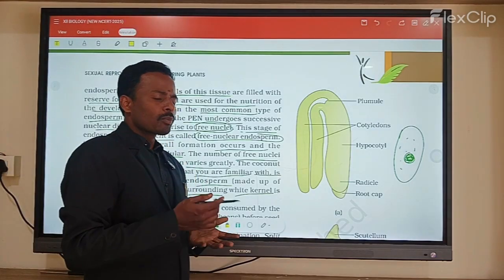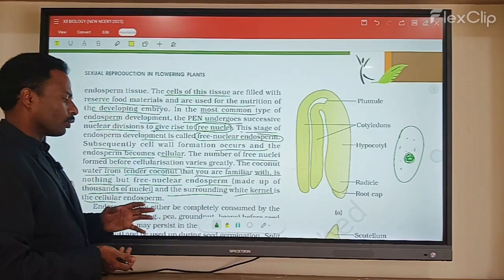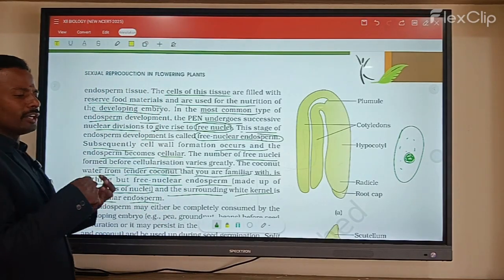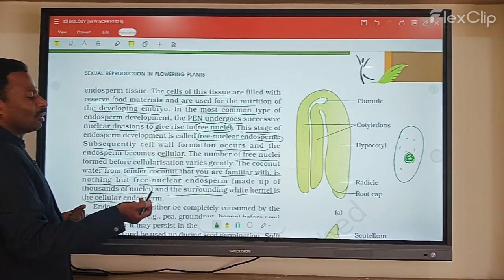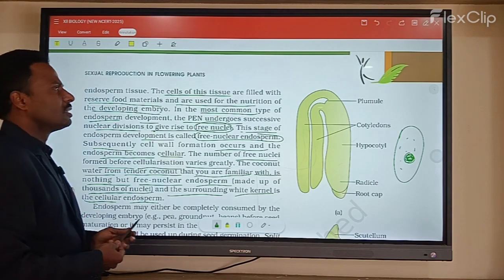When you see coconut water, what is that? It is the completely free nuclei, and those free nuclei are covered by the white kernel. That is also part of the cellular endosperm.